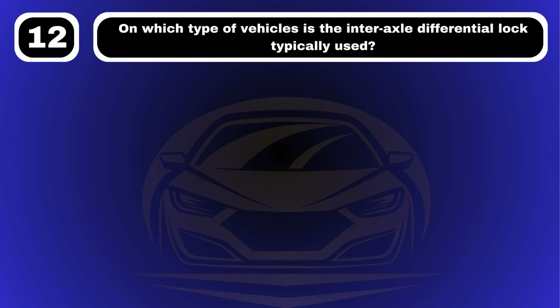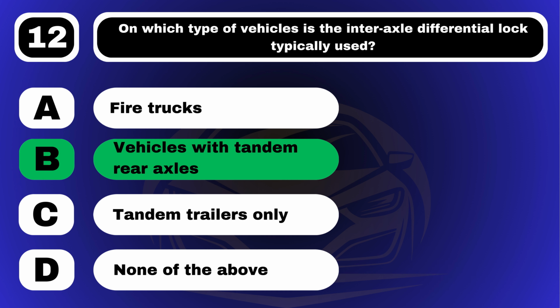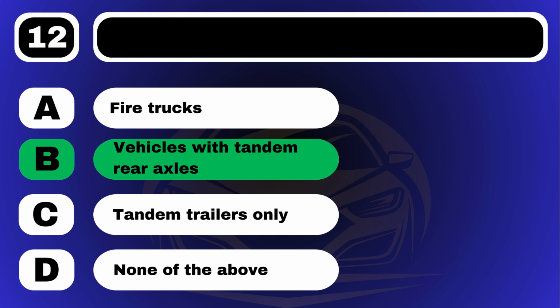Question 12. On which type of vehicles is the inter-axle differential lock typically used? A. Fire trucks. B. Vehicles with tandem rear axles. C. Tandem trailers only. D. None of the above. The answer is B. Vehicles with tandem rear axles.